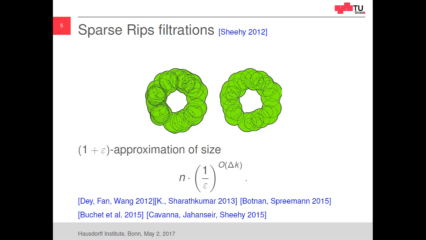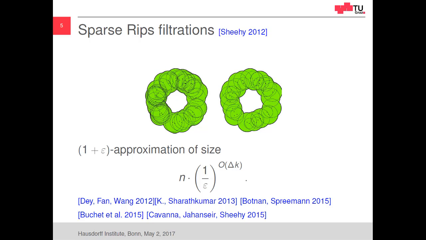Okay, and that's very good because now, let's say you have something like 10,000 points and k is equal to 4 or 5, then 10,000 to the 5 is too large, but 10,000 times this constant might still be doable. And there's a lot of follow-up work that all roughly get the same guarantees. Some of them are for Rips, some for Čech, and they roughly all get the same sort of result.